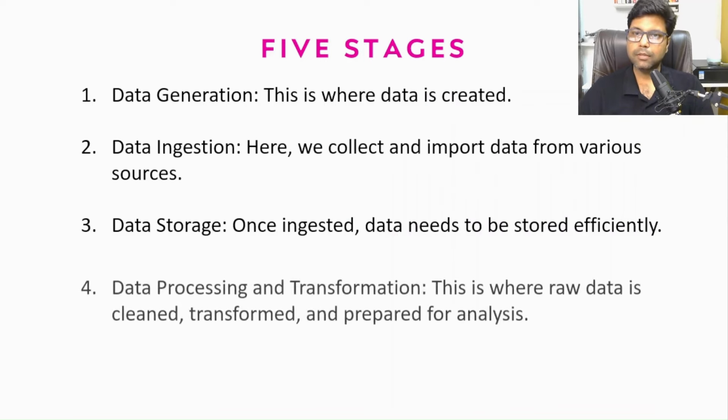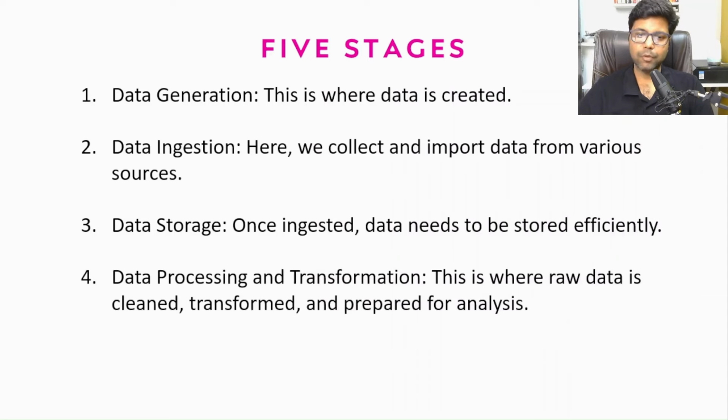Next one is data processing and transformation. This is where the magic happens. So raw data is cleaned, transformed, and prepared for analysis. Coming back to the example of Flipkart and Amazon, this stage might involve joining customer purchase data with the product information. Later on, we might need to calculate metrics like average order per value or prepare data for creating machine learning models that predict customer behavior.